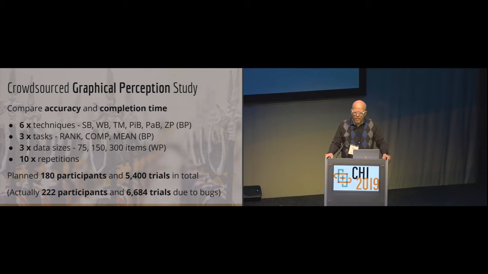Every participant saw 10 repetitions, and you'll note here the BP means between participants and WP means within participants. Because these were crowdsourced studies, we can only keep crowd workers for a limited amount of time, and we didn't want to train them on more than one technique and one task at any point in time. So every person saw 10 repetitions of one visualization for one task. So we planned to have 10 participants for each combination of technique and task. Because of some software concerns, some logging concerns, when we ran the study, we ended up with 222 participants in 6,684 trials.